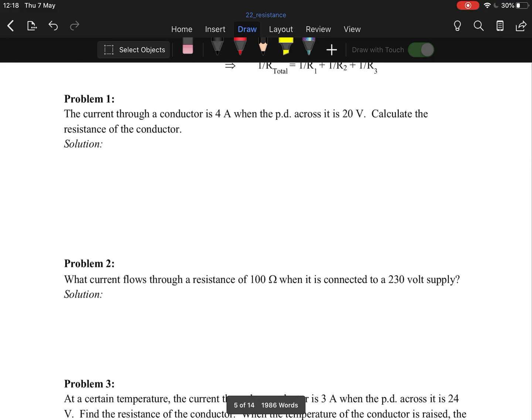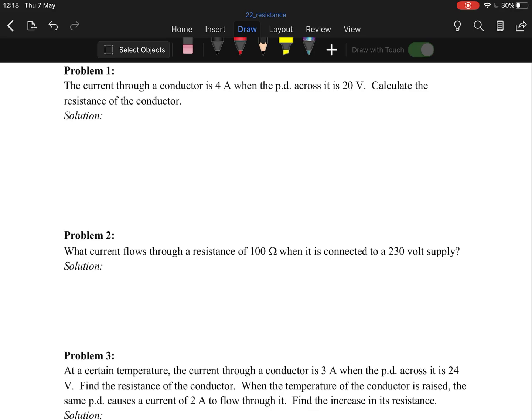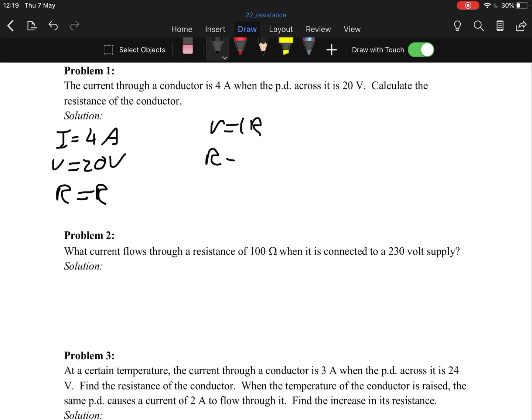Okay, so problem 1. The current through a conductor is 4 amps. The potential difference across it, 20 volt. Calculate the resistance. V equals IR, R equals V over I. So my resistance here should work out to be 5 ohms. That was a horrendous 5 ohms.